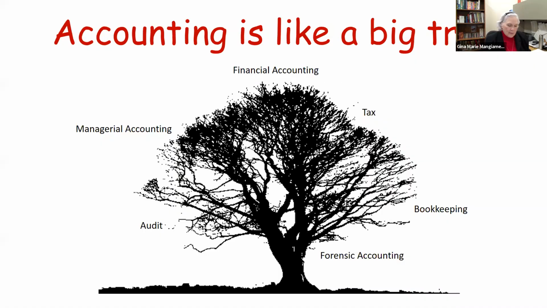The way to think about accounting is that it's like a big tree with lots of branches. A branch in audit, okay? Managerial accounting is what you would do for your business. You're going to manage the business using the accounting process. There's financial accounting, there's tax accounting, bookkeeping, and forensic accounting.